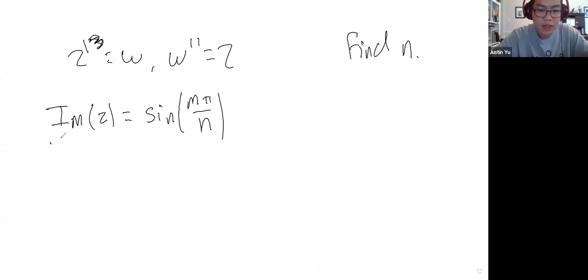Okay, so first off, this condition is entirely dependent on z. So we want to combine these two to get an equation that only involves z. So what does this look like? The equation that only involves z.